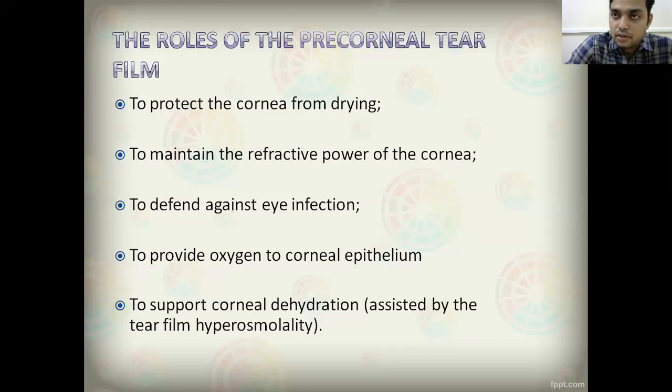Because of the hyperosmolarity of the tear film, whatever fluid is present in the corneal tissue will enter into the tear film from the cornea. If it were hypoosmolar, the concentrated solutes present in the tear film would enter into the cornea, but it is not like that, because the tear film is hyperosmolar. So the fluid present in the cornea enters the tear film, and this helps in maintaining the dehydrated state of the cornea. So these are the functions of the tear film.